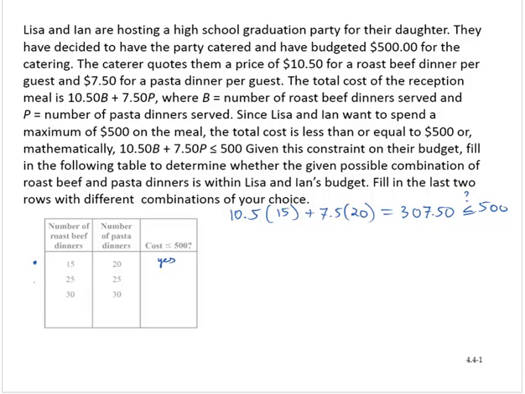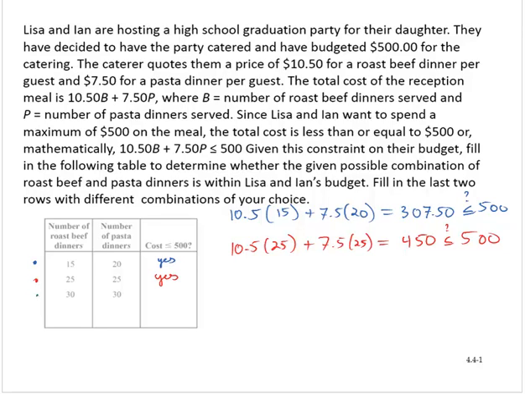And then similarly for the second case, if we had 10.5 times 25 plus 7.5 times 25, that, going through the arithmetic, is equivalent to 450. And again, is that less than 500? Yes.